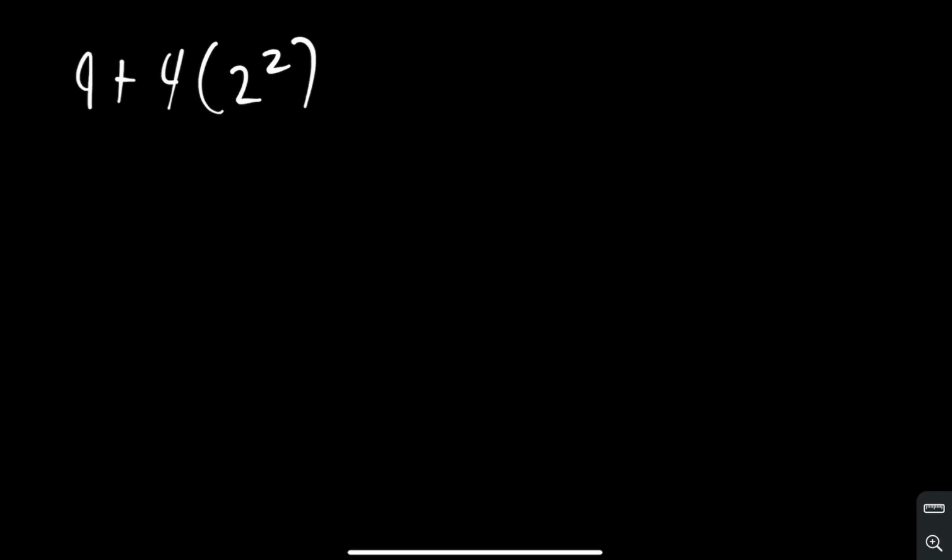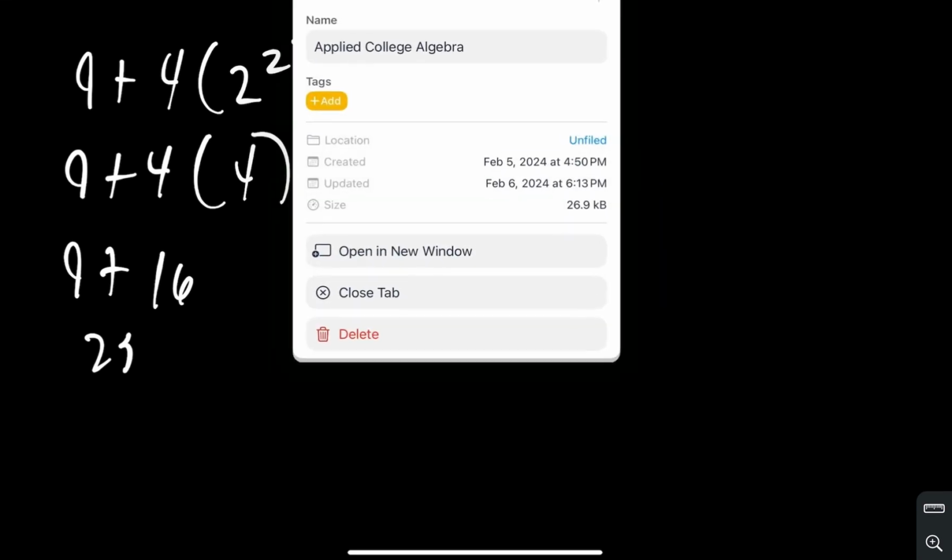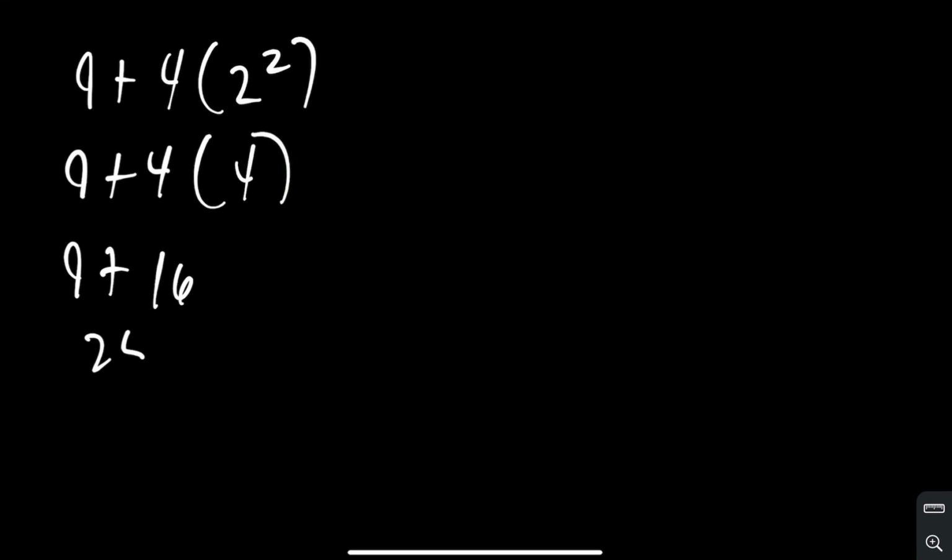So for this problem, we do have parentheses, so we need to take care of that. So we have 2 squared. So what we're going to do is square it. So it's going to be 2 times 2, 2 to the power of 2. It's going to give you 4. So then we move to our exponents, which we already did. Then we move to M and D, which is multiplication and division. So we multiply. 4 times 4 is going to give you 16. 9 plus 16 is going to give you 25. If I can write it right. So that's going to be your answer, 25.